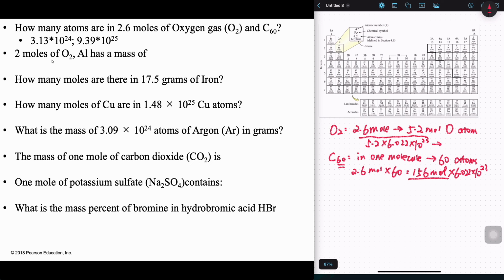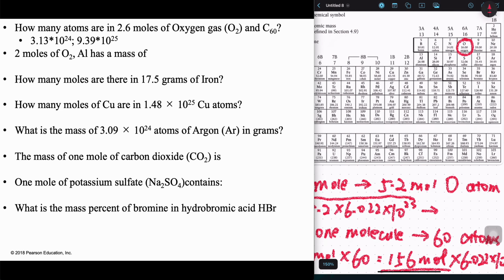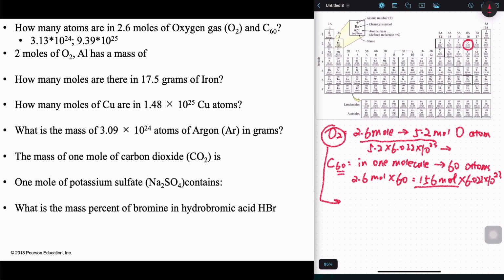Second question, it is asking you 2 moles of the oxygen and 2 moles of the aluminum has a mass of. So in this case, when we try to convert the mole into the mass, we need to go to our best friend, which is our periodic table, and find out the molecular mass or the atomic mass, right? So the first one, oxygen. Oxygen we need to find out is molecular mass.